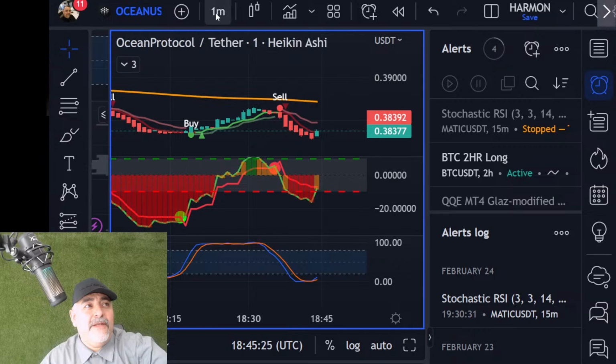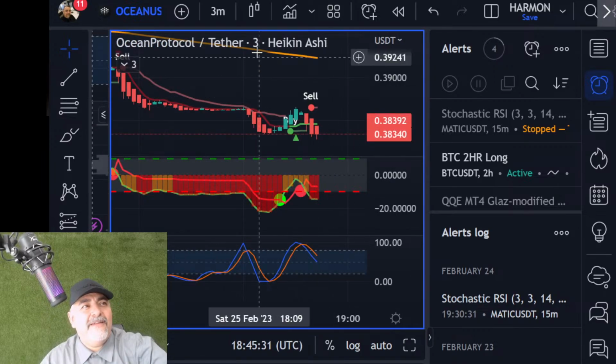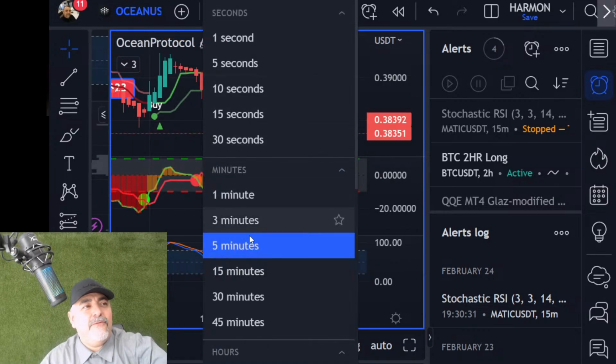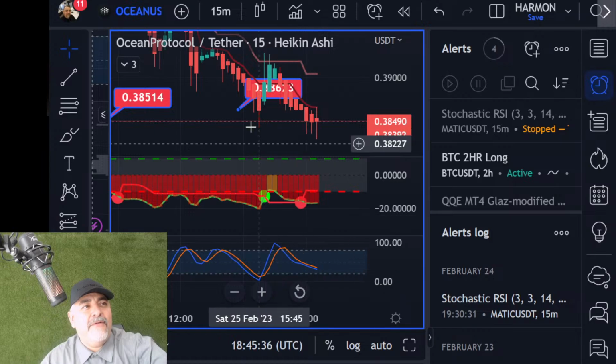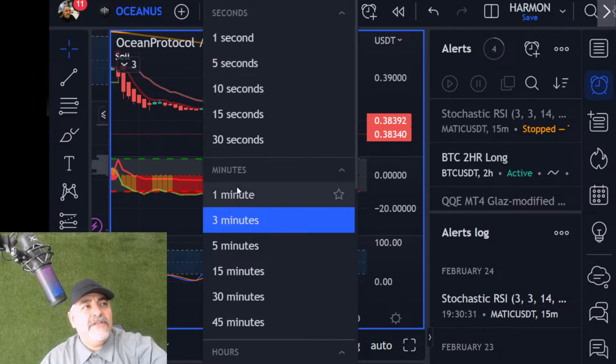Let me take a look at the 3 minute. Is the 3 minute at the bottom? The 3 minute RSI is still coming down. I'm in a bad position. The 5 minute is coming down too. I'm in the wrong position. I should be spiking down. Oh, I should be shorting this. Yeah, I should be shorting this.